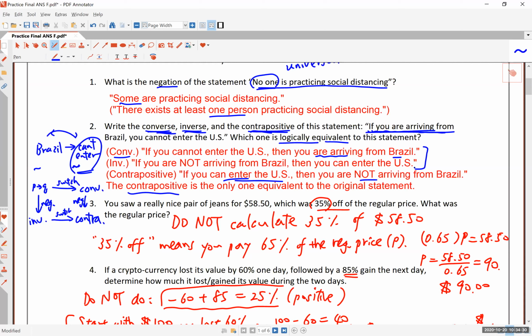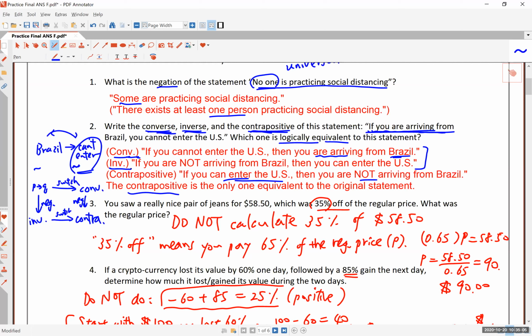If you're arriving from Brazil, then you cannot enter. Imagine this. The converse would be saying, if you cannot enter the US, then you must be arriving from Brazil. Well, it's possible that the US may have other restrictions for people from other countries. Maybe Brazil is one of those countries where you are not allowed to enter the US from. So the converse would not have the same meaning as the original statement. If you cannot enter the US, maybe you're from other countries where the coronavirus is prevalent.